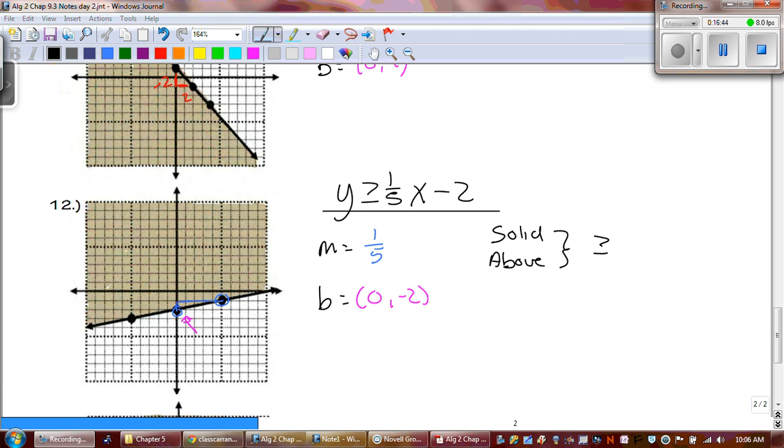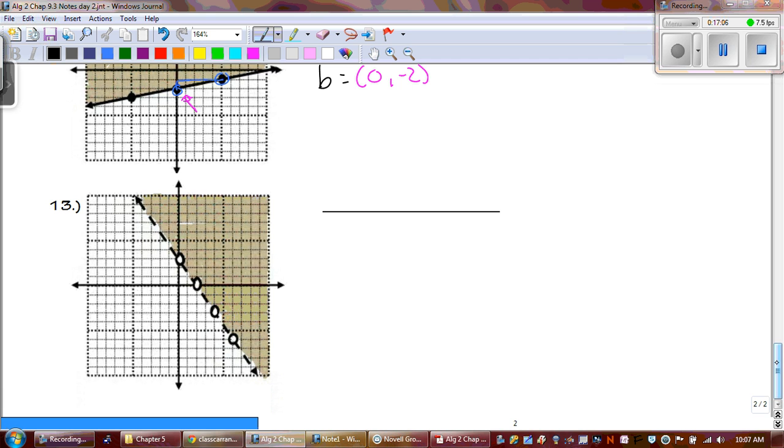Okay, when you're done, you should get y is greater than or equal to, because it's solid and they shaded above, 1/5 x, because the slope, they went up 1 and to the right 5, minus 2, because they began the graph at -2. All right, number 13, you guys are all on your own. Go ahead and pause the video, and good luck.